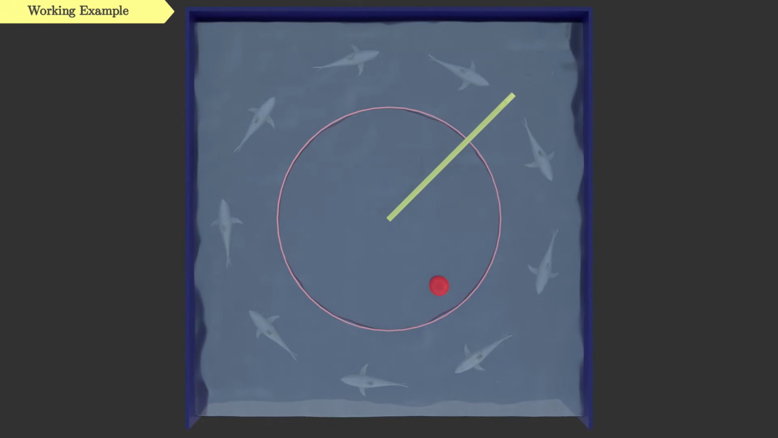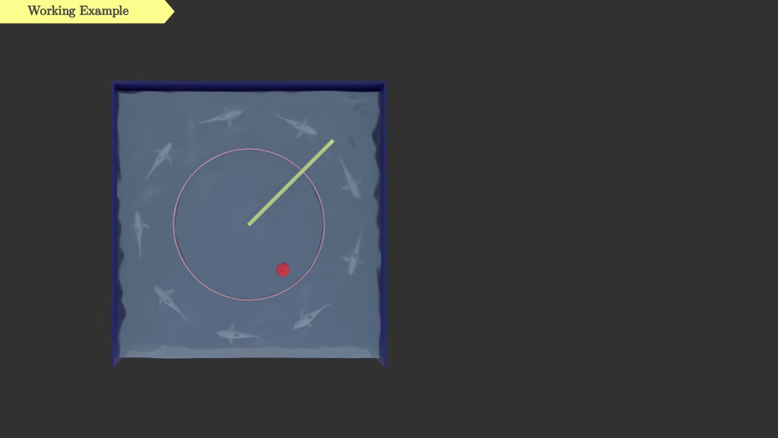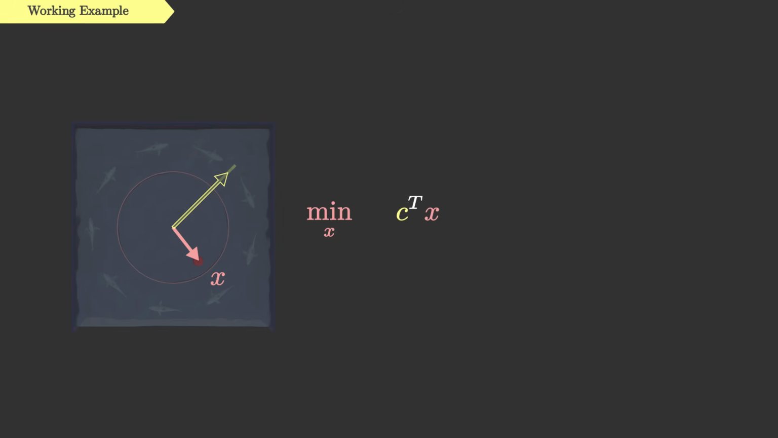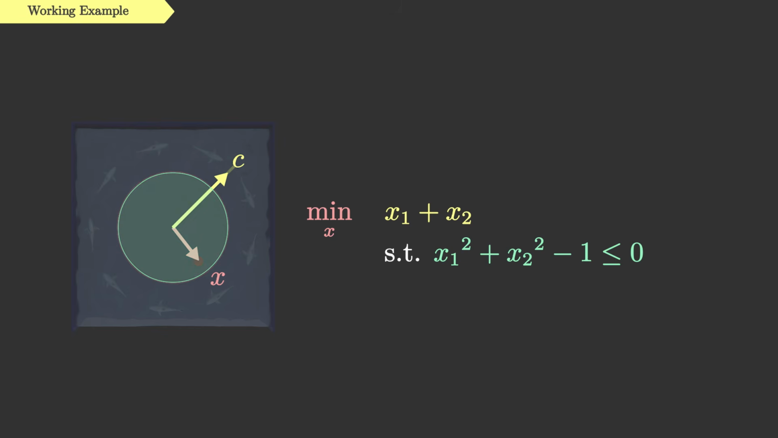This now becomes an optimization problem. Our decision variable is the two-dimensional vector x that represents the position of the ship. Our objective is C transpose x, or in other words, x1 plus x2. And we have a single constraint, which is that we need to pick x from the unit disk. Note that this is a convex optimization problem, because the objective function is linear, and in particular convex, and the constraint is given by a convex function.